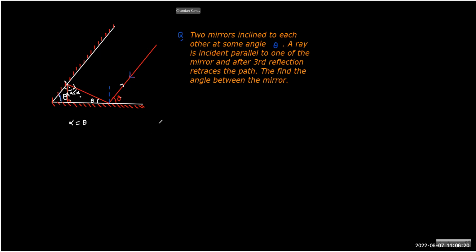So if you use the corner triangle, you can see clearly this is theta, 90. This is how much? And if you draw a normal here, this will be how much? Again theta. So this is the alpha basically.